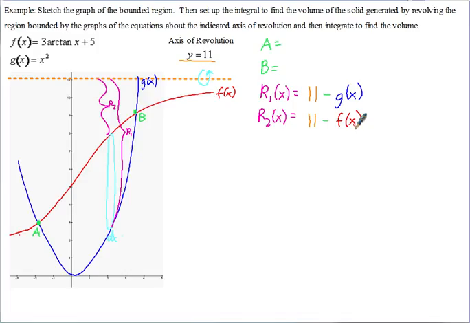And so we can set up our integral here for the volume. Be pi times integral from a to b, r1 squared, which is 11 minus g of x squared, minus r2 squared, which is 11 minus f of x squared, all times dx. So that's the setup that will give us the correct volume. So always make sure you write down your integral correctly first. And then, let's use our calculator for the rest of this here.